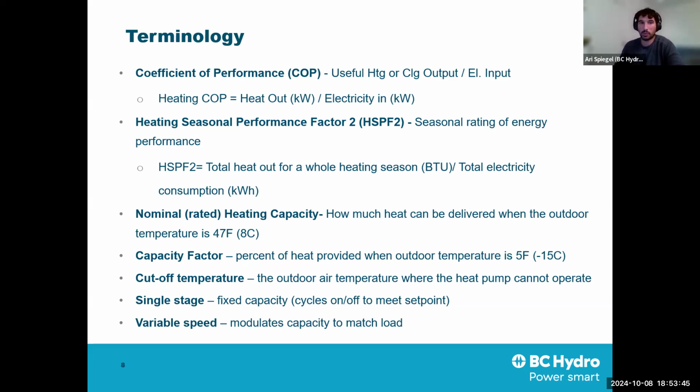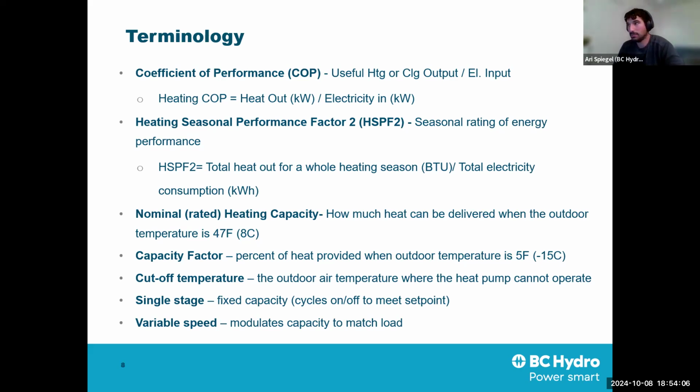And they'd use specific weather data. They assess what that heat output might look like in BTUs divided by the total electricity in. So in that case, the higher number again indicates you're getting more heat out than you're putting in, so better efficiency.